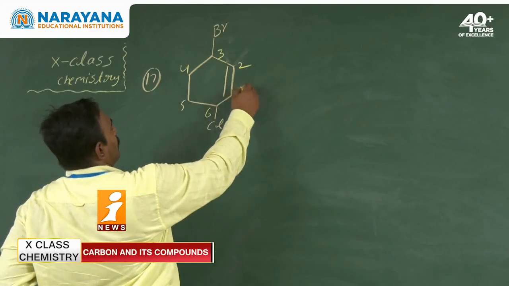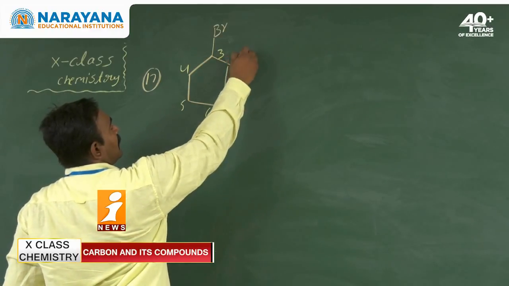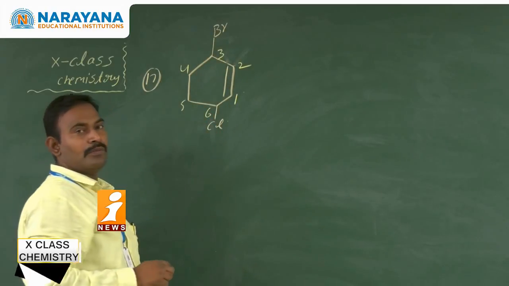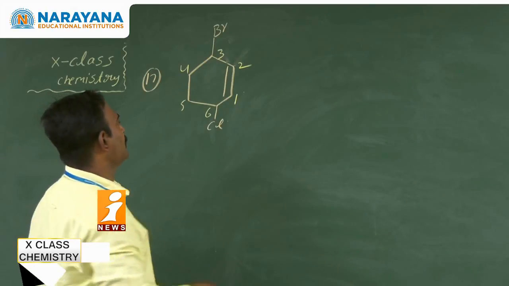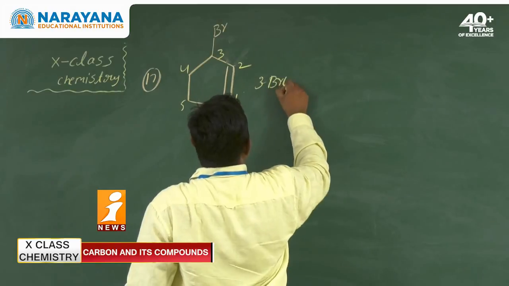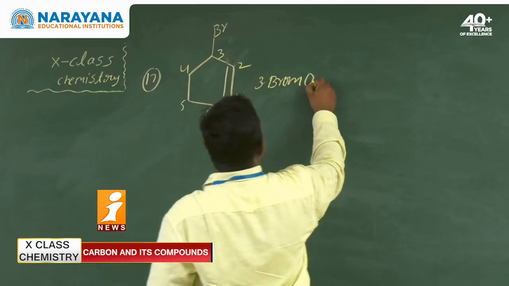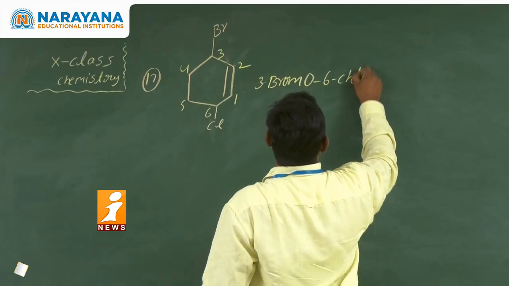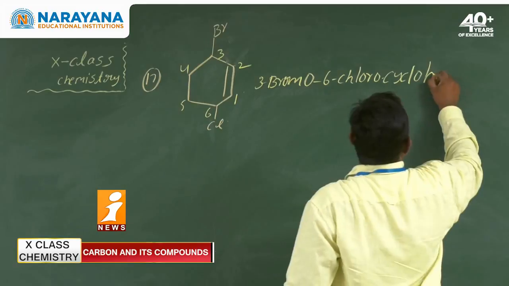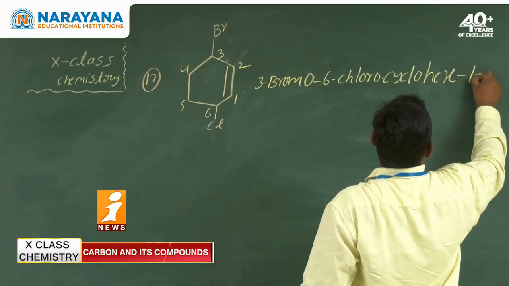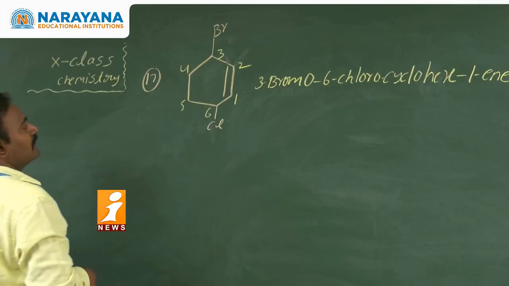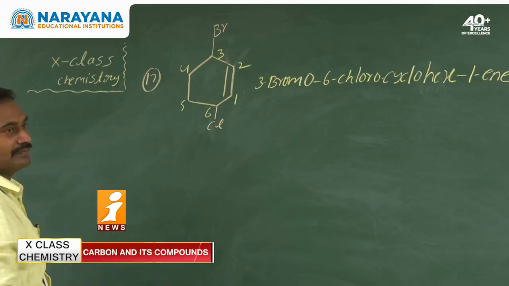Now see here. Why have I written like this? If I give numbering from here, 1, 2, 3, chlorine gets the third carbon, but according to alphabetical order, bromine should get as low a number as possible. So the name of this carbon compound is 3-bromo, 6-chloro, cyclohex-1-ene. 3-bromo, 6-chloro, cyclohex-1-ene.